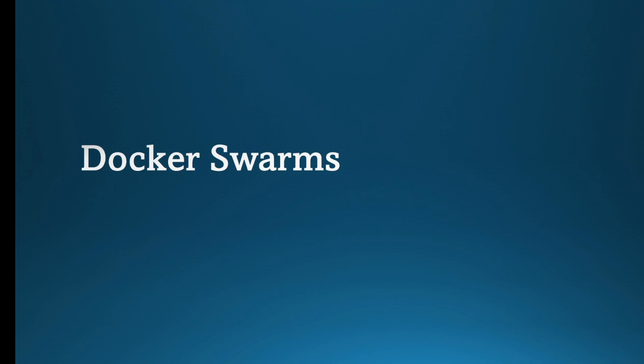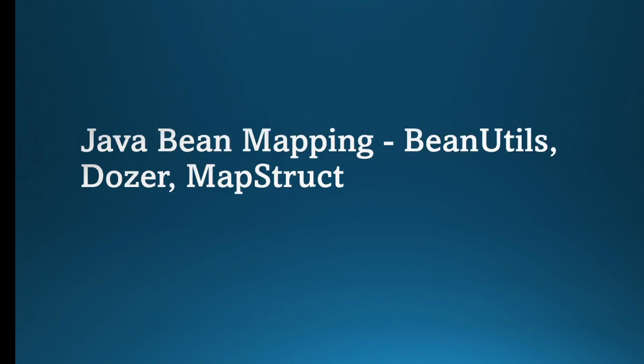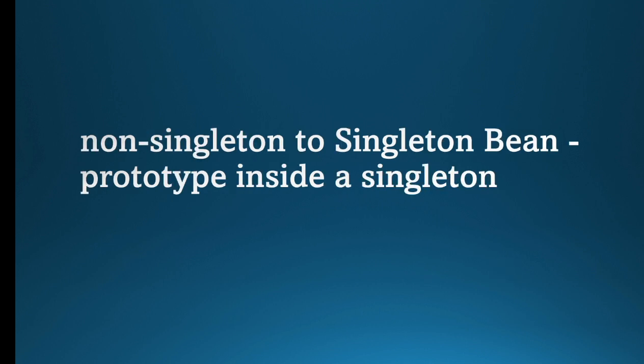So the next question is Java bean mapping: BeanUtils, Dozer, and MapStruct. Which one is better, and in which scenario will we go with which? It again depends upon the situation, honestly. The next question is non-singleton to singleton bean, prototype inside singleton. Maybe the question might be asked to write code or in a scenario, like how to convert a non-singleton to a singleton bean, and what will happen if a child in a singleton has scope prototype.